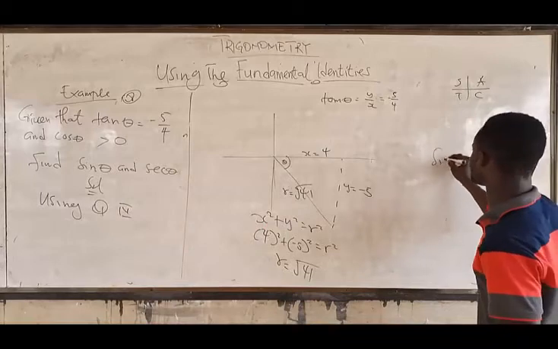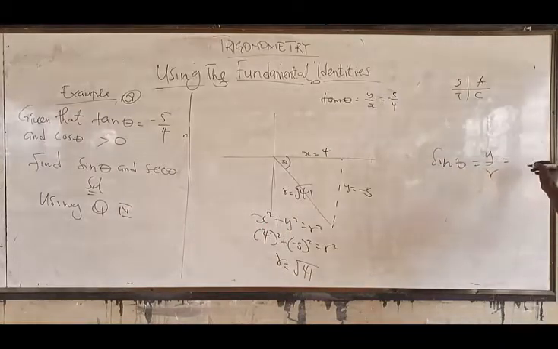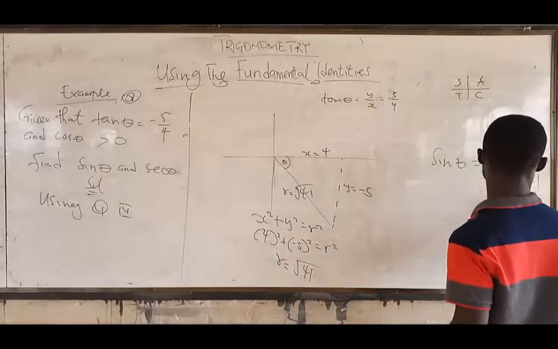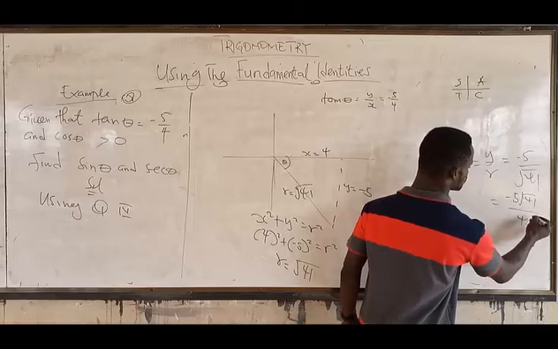So now that we know that, we can conclude with the question. We have to find sine theta. Quickly, sine theta is y over r. So what is y? Negative 5 over r, and that is square root of 41. You can rationalize it, and you are going to get negative 5 square root of 41 over 41.